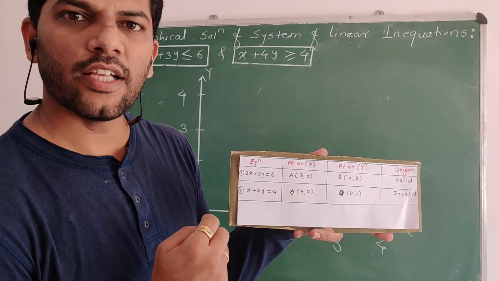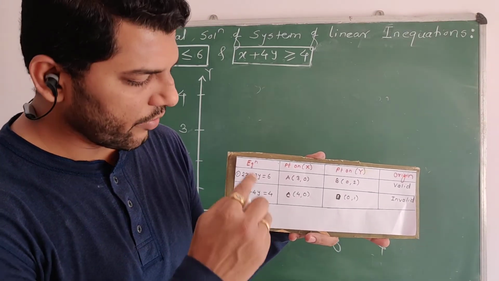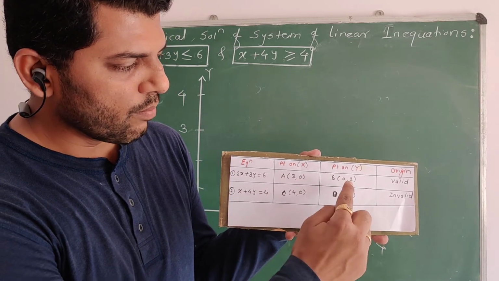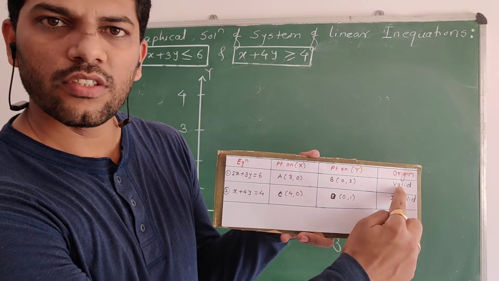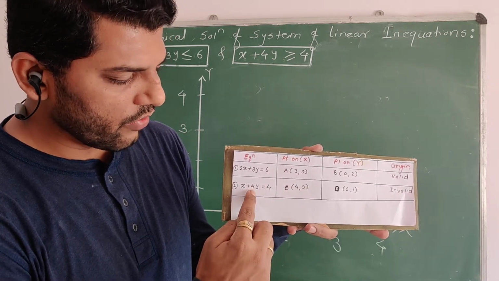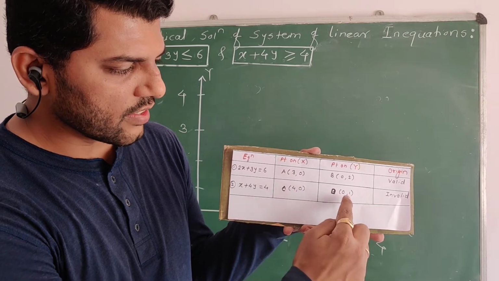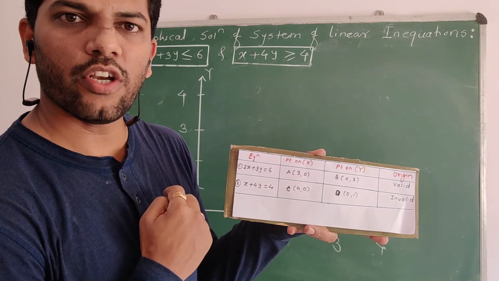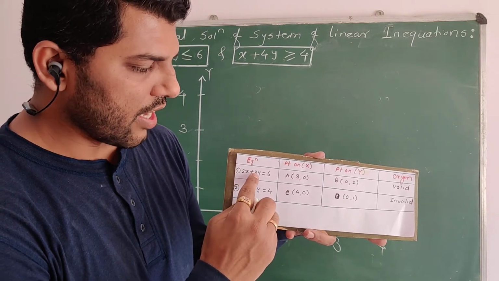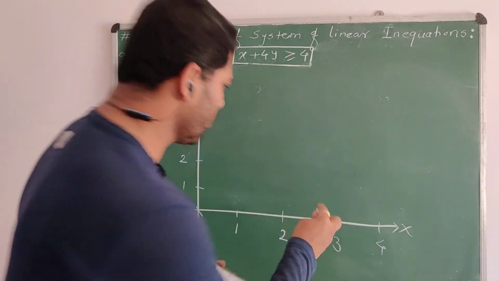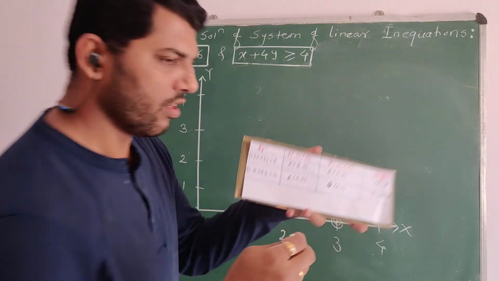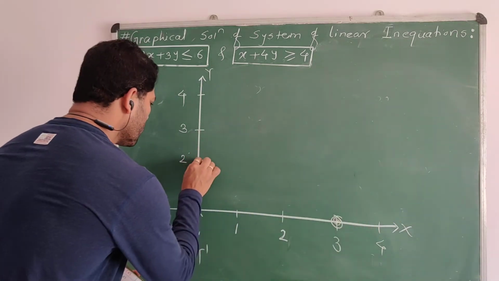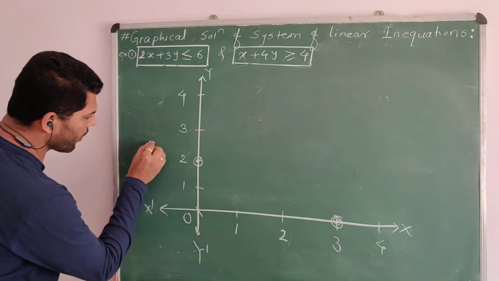So this is the summarized result of what we discussed already. This is the first equation, a point on the x-axis, a point on the y-axis, and the origin was valid. This is the second equation, a point on the x-axis, a point on the y-axis, and the origin was invalid. So let's try to plot it on a graph. For the first line, the point on the x-axis was (3, 0), somewhere here. The point on the y-axis was (0, 2), somewhere here.